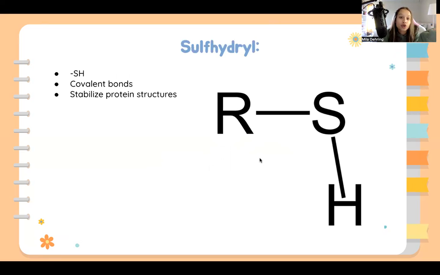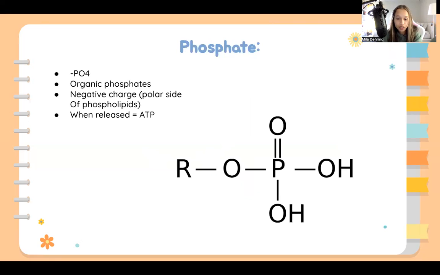Then we have sulfhydryl, which is just sulfur and hydrogen, which is pretty easy to remember because of the name. And again, these are covalent bonds, but sulfhydryl also really helps to stabilize protein structures, and it's found in the hair, and that's what helps us stabilize our hair. Then we have phosphate. Phosphates are going to be found in nucleic acids. There's always going to be a phosphate group.